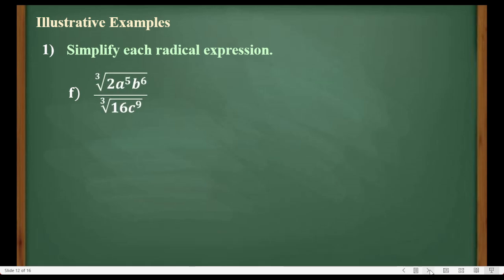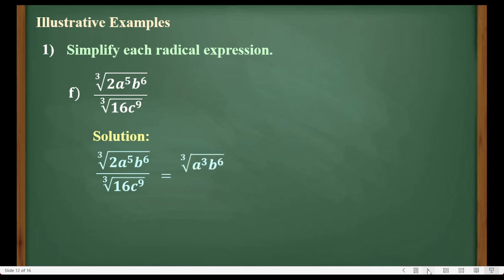Letter F. How about this one? Cube root of the quantity 2a to the 5th b to the 6th over the cube root of the quantity 16c to the 9th. Okay. Now for our solution, rewriting the given, since both numerator and denominator have the same index, the two radicands can be written as one. So this is what happened first.